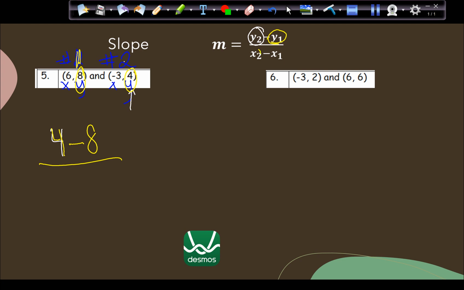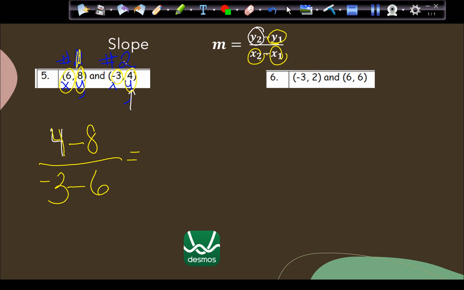X sub 2 would be the x value from point 2. So I'm going to go to my point 2. X value is negative 3. The formula has a subtraction sign. And then x sub 1 is going to point 1, and we need the x value, which is 6.